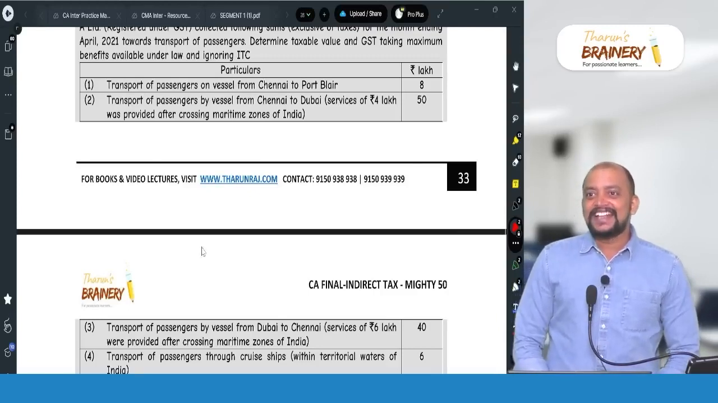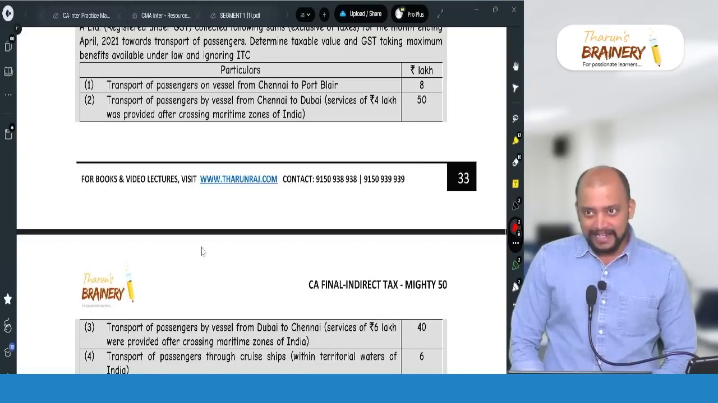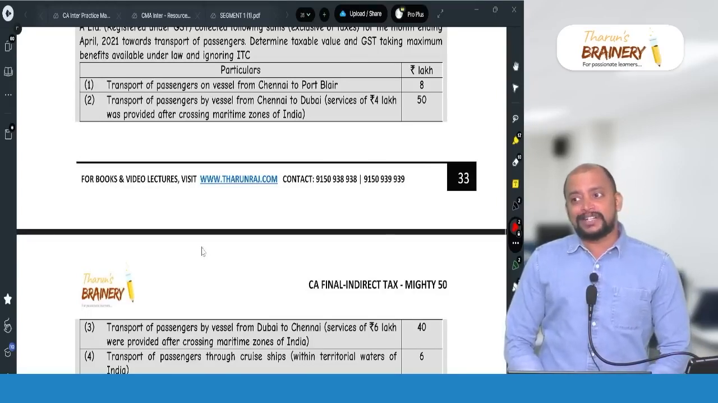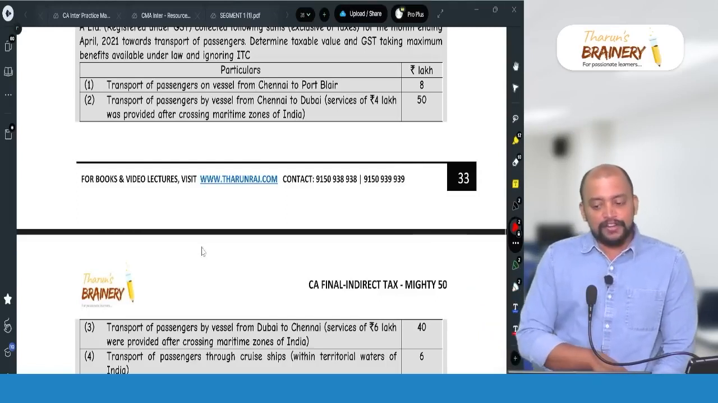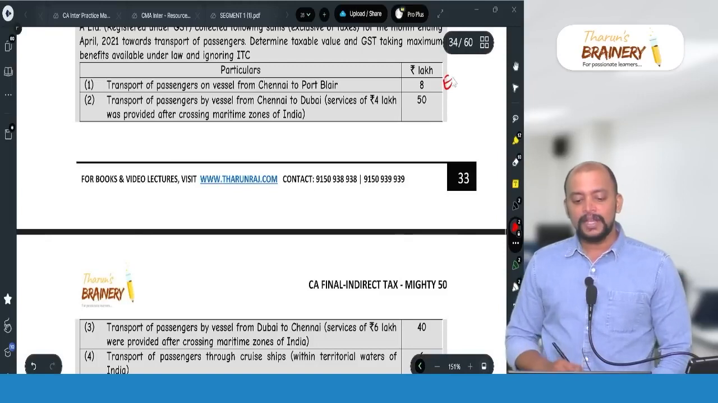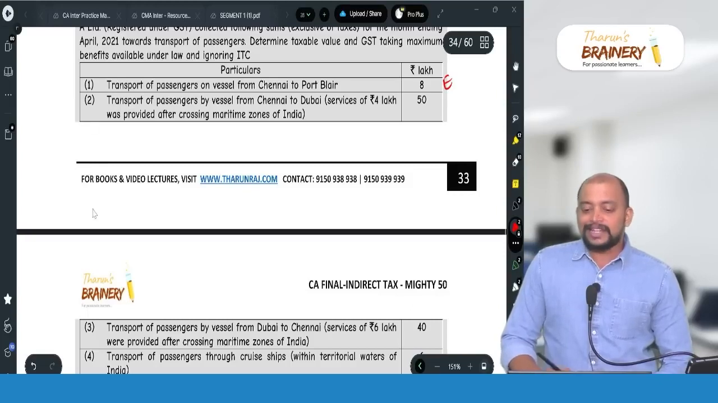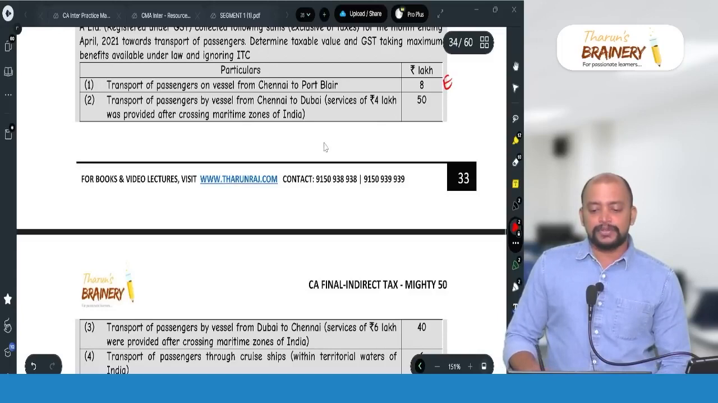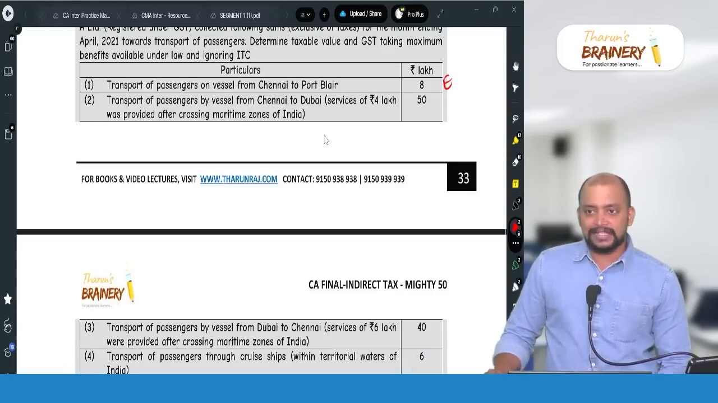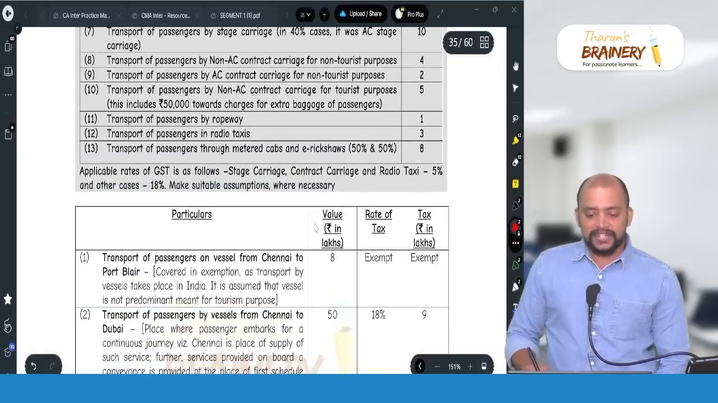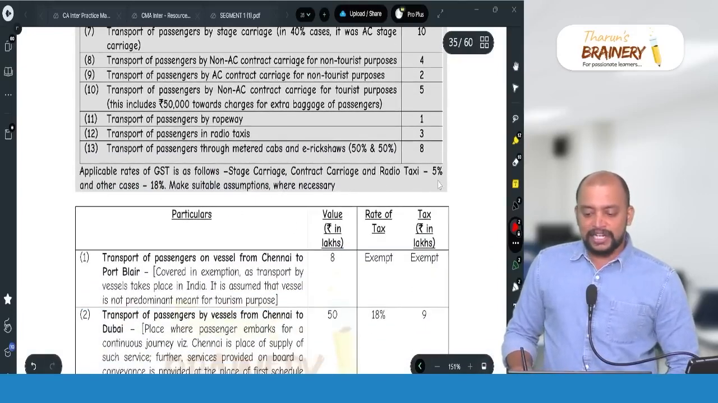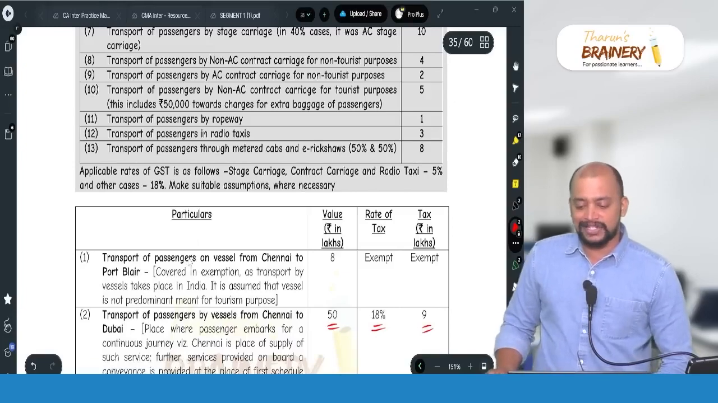And it is India. Transportation of passengers between places in India, predominantly for tourism, is only taxable, but it is not for tourism, therefore it is exempted. Transportation of passengers by vessel from Chennai to Dubai, okay, international, and we don't have any exemption with respect to this, so it will be taxable. Service of 4 lakhs was provided after crossing maritime zones of India, whatever it may be, fully it will be taxable. And 50 lakhs, what is the rate of GST? So stage carriage, contract carriage, radio taxi 5%, other case 18%. So on 50 we need to take 18%, 9 lakhs will be taken as the GST.